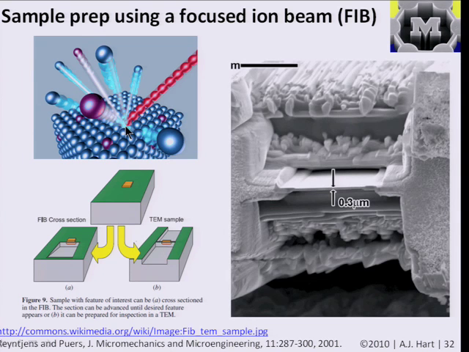Here's a picture of a sample that was actually, this is a multi-layer circuit structure that was machined by FIB, basically cut out to reveal this thin 300 nanometer section, which was then put in the TEM and had an image taken.